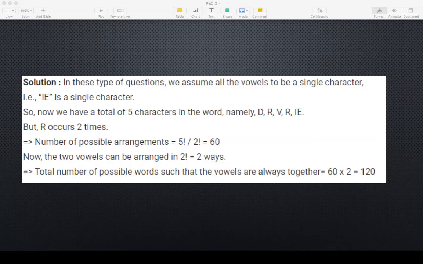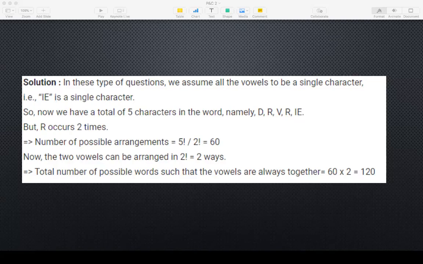So now you can say that there are 5 people, and the people are D, R, V, R, and IE, and there are let's say 5 places. So now these 5 characters can be arranged in those 5 places in 5 factorial ways. But since R is repeating 2 times, that 5 factorial will get divided by 2 factorial, right? Now 5 factorial by 2 factorial is 60.